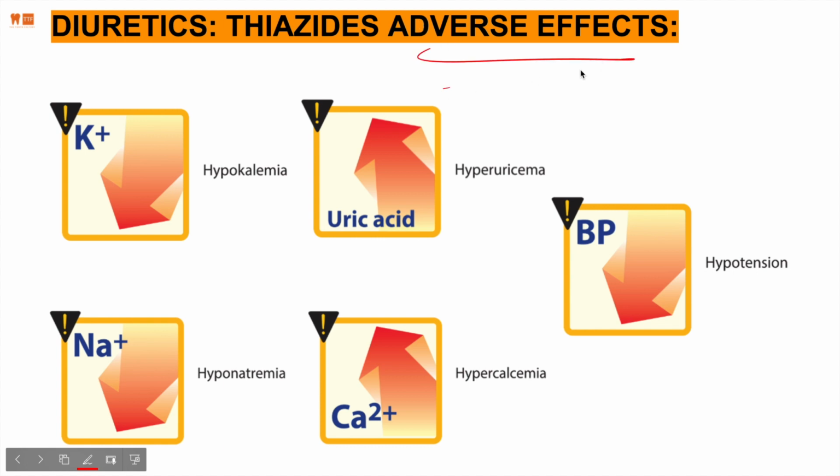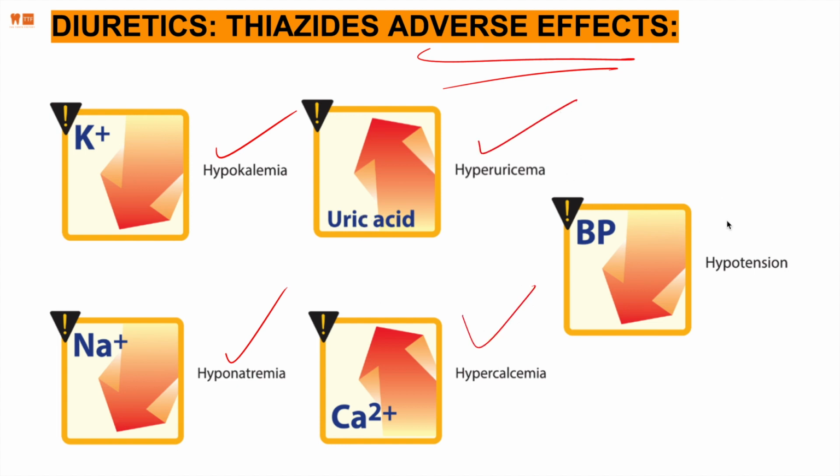So, revision. Thiazide adverse effects: hypokalemia, hyponatremia, hypercalcemia, hyperuricemia, hypotension. Fair enough?